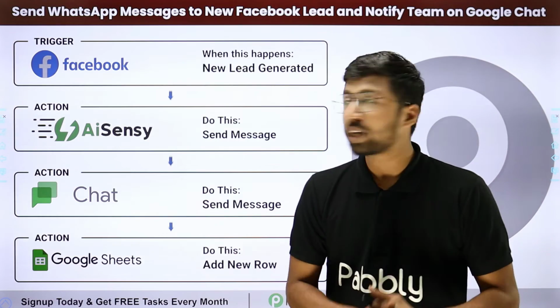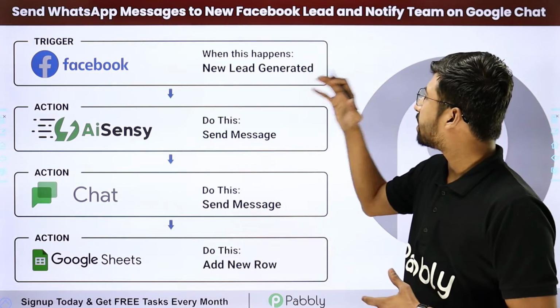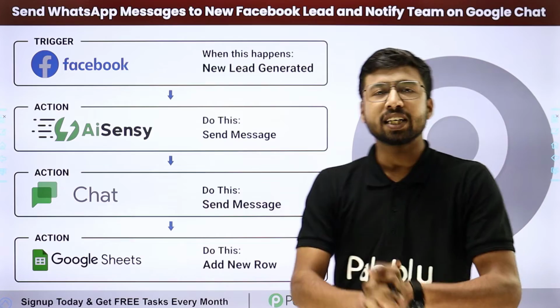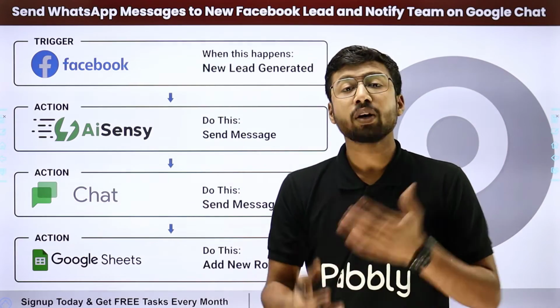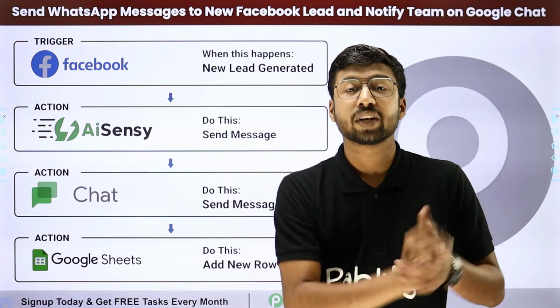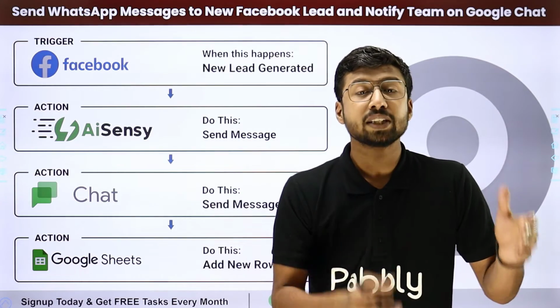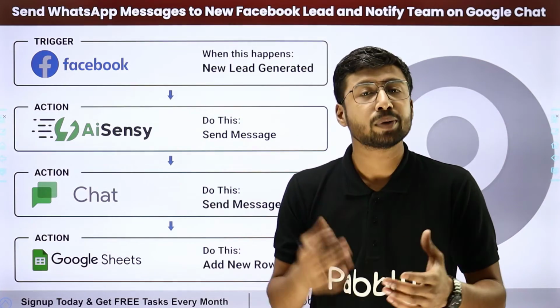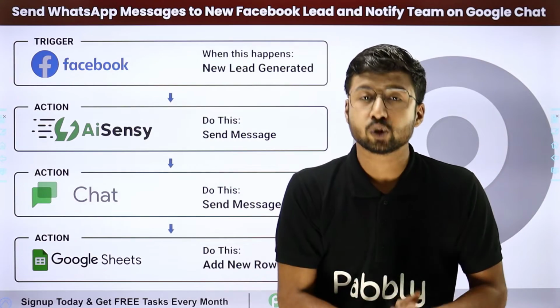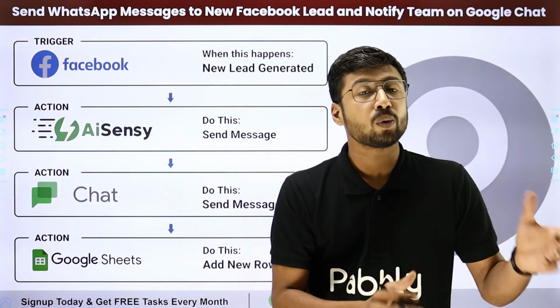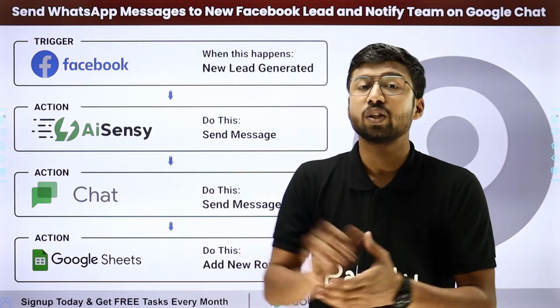So in this video, we are going to learn how to send WhatsApp messages to new Facebook leads and notify the team on Google Chat. Let's say you are running some Facebook ads and you are generating some new leads over there. And you want to send a WhatsApp message to your new leads and also want to update your team members on Google Chat about the new lead which you have generated. And at last, you want to add the details of this new lead into the Google Sheet.